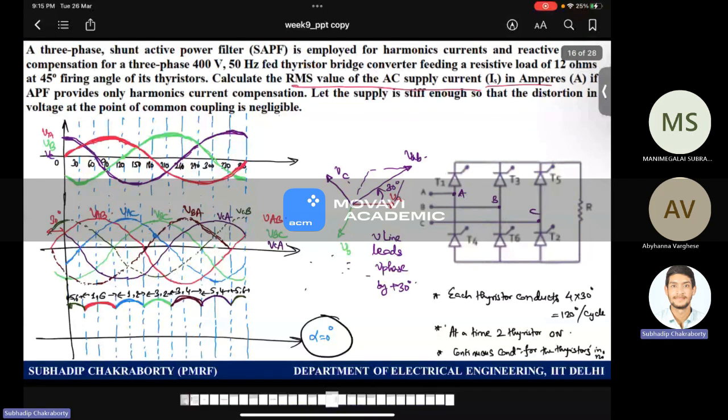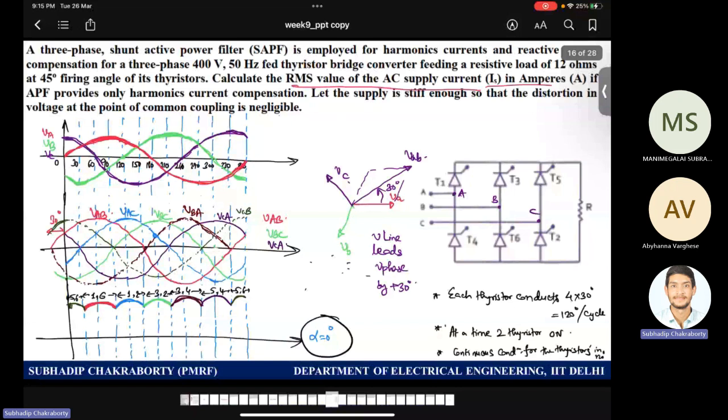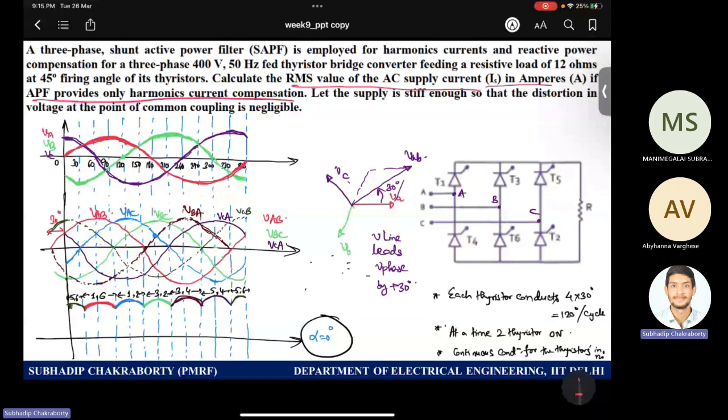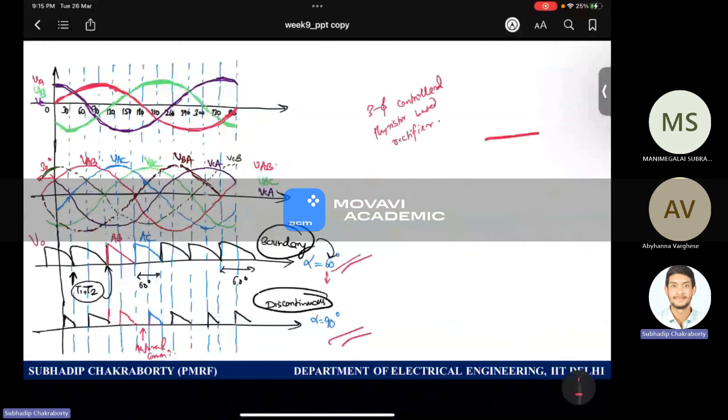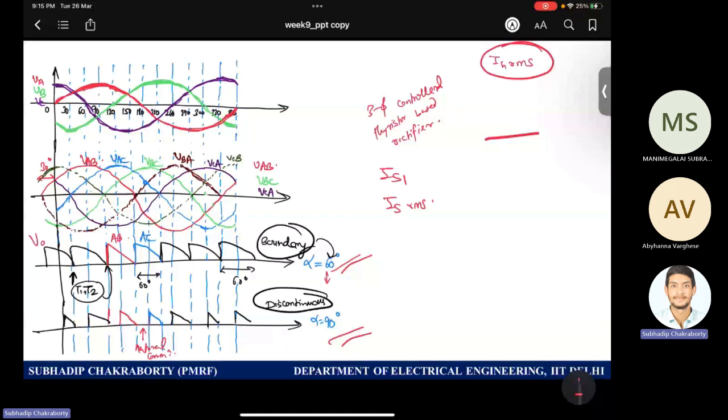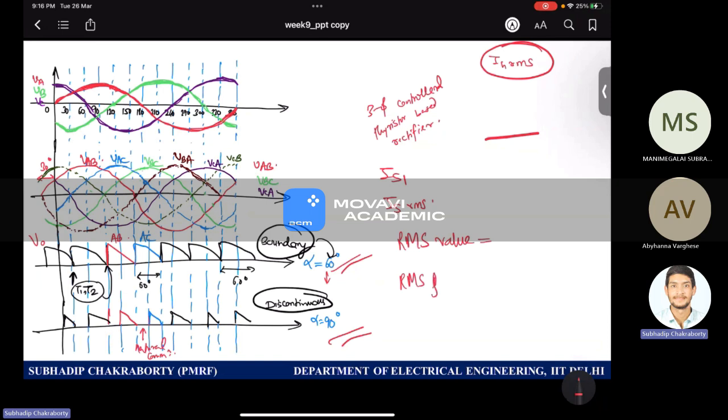To determine the filter current for harmonic compensation, please read the line. They are asking for the filter current for harmonic compensation. Harmonic compensation means you need to calculate the harmonics RMS current, I harmonic RMS. For that you need to calculate IS fundamental and IS RMS. So IL RMS is nothing but the RMS value, and the RMS fundamental value. Both we need.